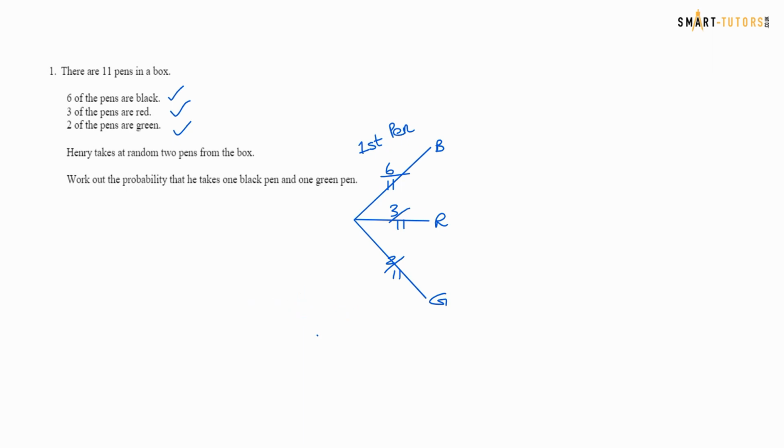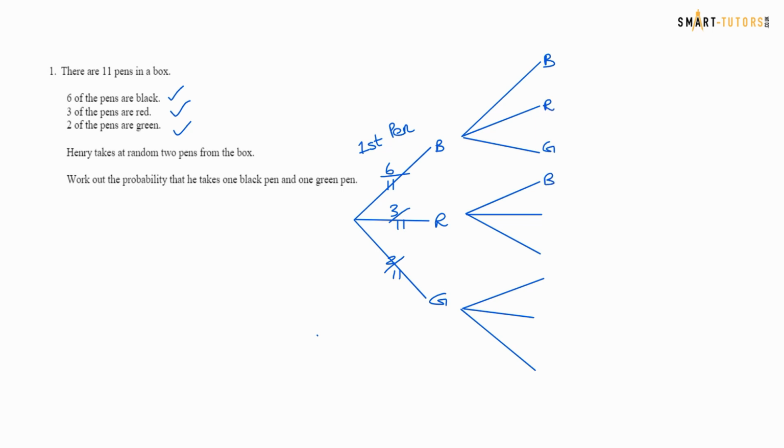And now the second pen Henry is going to take. When you take the second pen, from here you can have the 3 sections, and from here you can have the other 3 sections, and from here you can have the other 3 sections. So now here black, red and green. So black, red and green, right?